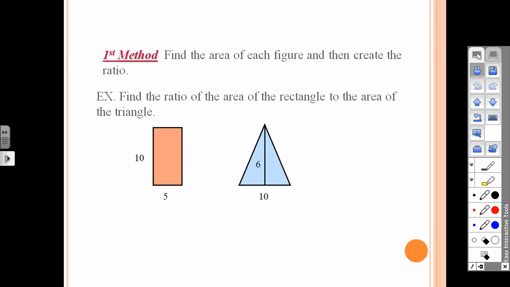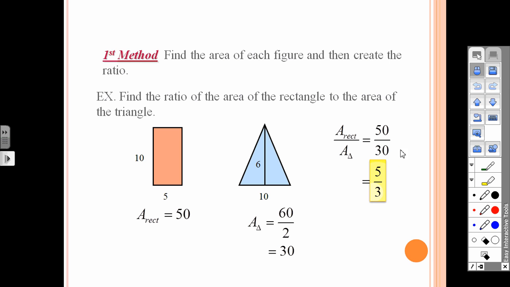So for example, if I had this rectangle and this triangle, and I said find the ratio of the area of the rectangle to the area of the triangle, you're naturally going to figure out the area of the rectangle and then the area of the triangle, and then write it as a ratio, making sure that you have it in the correct order. Since the rectangle came first, it's going to go on the top. So you get 50 over 30, which you would reduce down to 5 to 3.